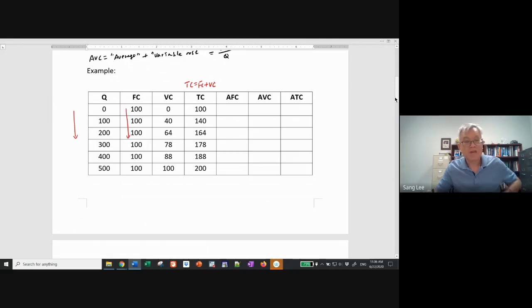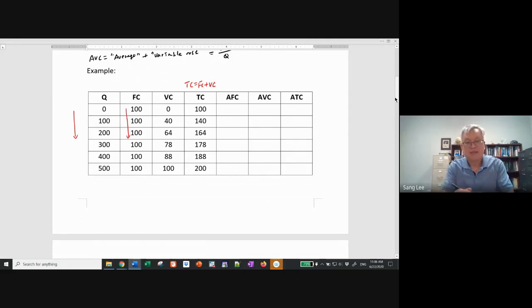However, variable cost does grow as more output is produced. When you produce 100 units, variable cost is 40. But if you produce 200 units, variable cost is now greater than before, just 64. So first we confirm that total cost is equal to the sum of fixed cost and variable cost. We can easily confirm that in this table.